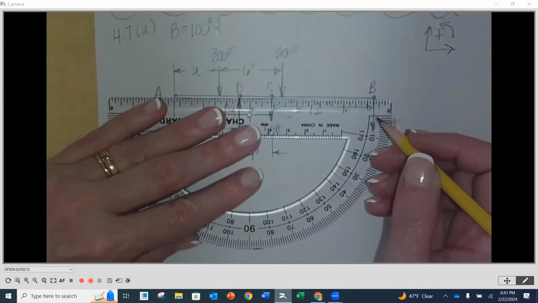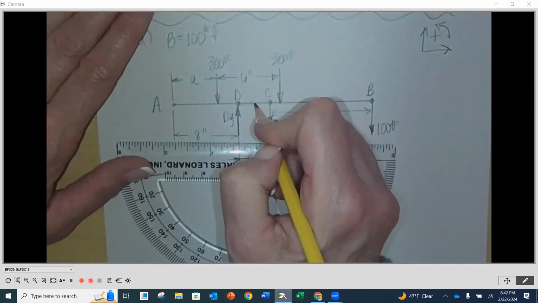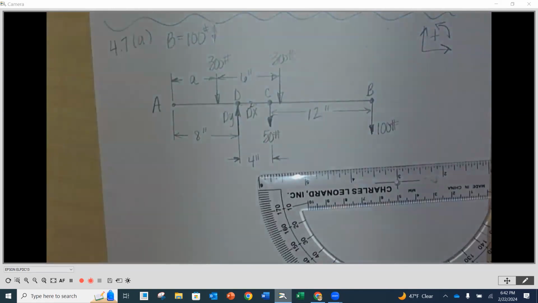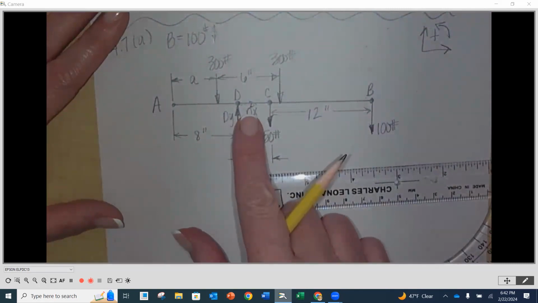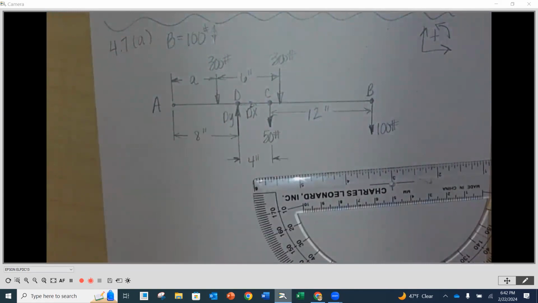And even though we don't have any x forces acting, and we probably already can predict what Dx is going to be, we still need to label it, recognize it, and assume a direction, and then solve for it in your equations of equilibrium. So our unknowns here are Dy, Dx, and a. And a is a distance.